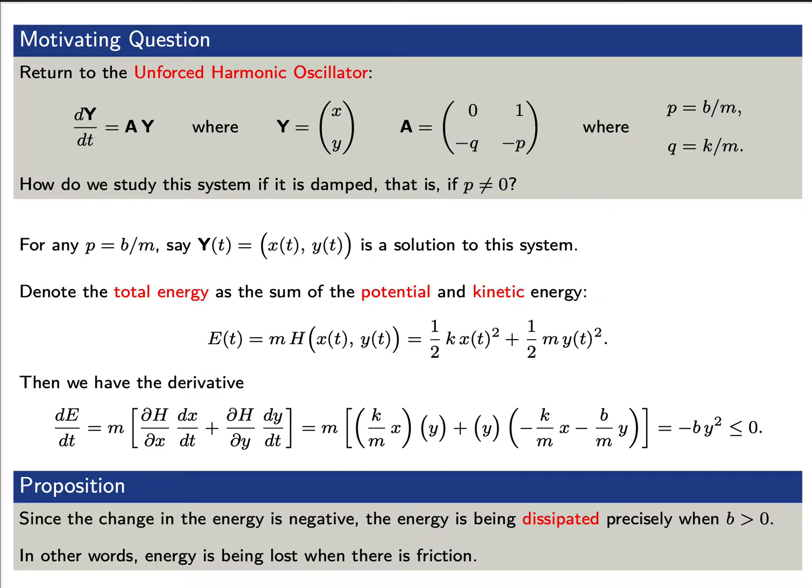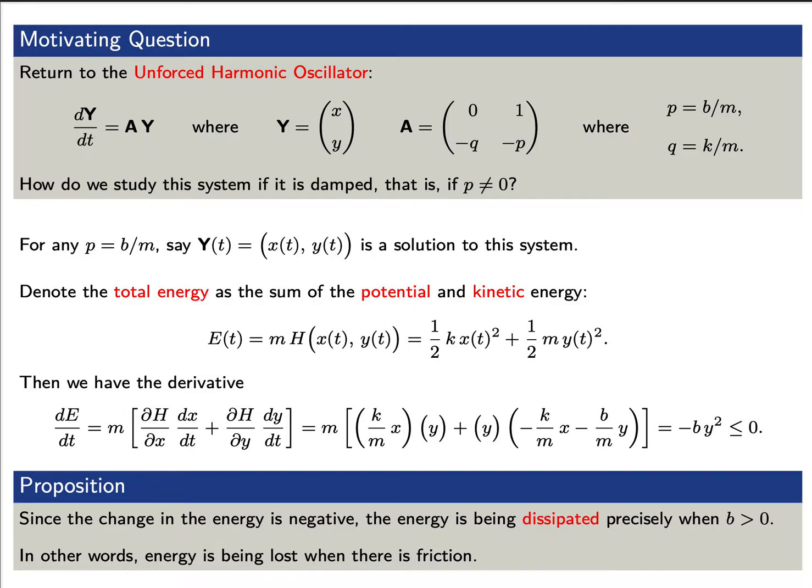But how do we study this system for any p? That is, if p is not equal to 0. For the moment, let's say that p is arbitrary, and let's say that Y of t, which is x of t comma y of t, is a solution to this system. We'll denote the total energy, that is E of t, as the sum of the potential and kinetic energies. The potential energy coming from the spring is 1/2 k x squared, and the kinetic energy is 1/2 m y squared.